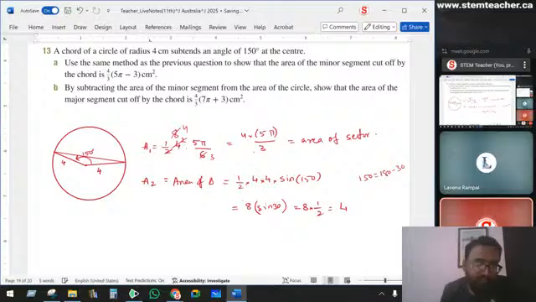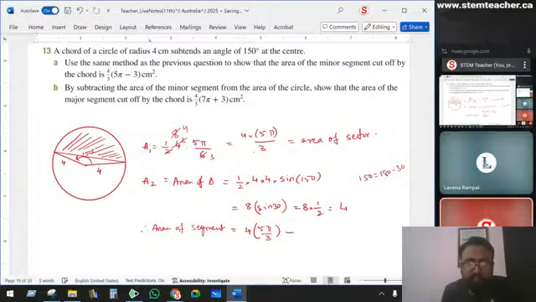So therefore, the area of the segment is equal to the area of the sector, 4 into 5 pi by 3, minus 4. So 4 by 3 is common, that is 4 by 3 times 5 pi minus 3. So this will be 4 pi by 3. That's it. It is very fine.